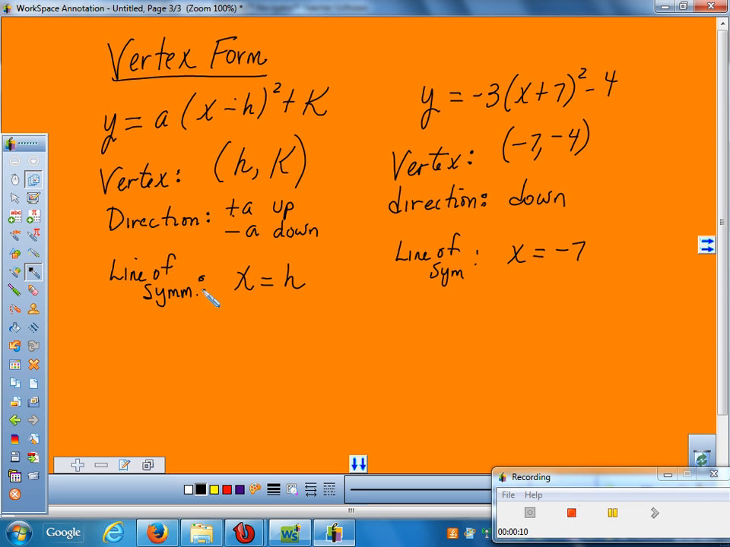So that's important. And then lastly, the width. How wide will this thing be? Well, when we put the 3 on it, did it get wide or narrow? When we put the 3 on it on the graph, it got narrow. So if your A value, not whether it's positive or negative, that's why I'm putting absolute value on this, because I don't care if it's positive or negative. If the number A itself is bigger than 1, it's going to be narrow.